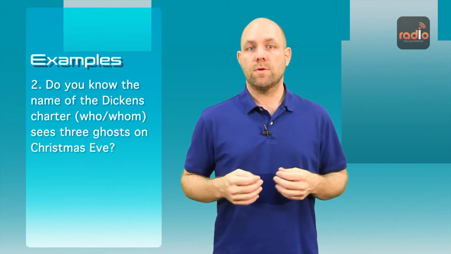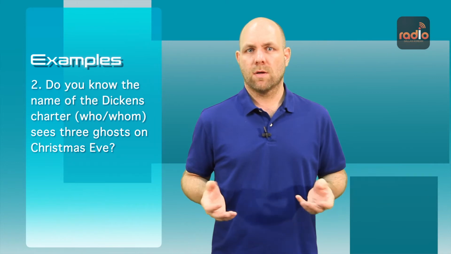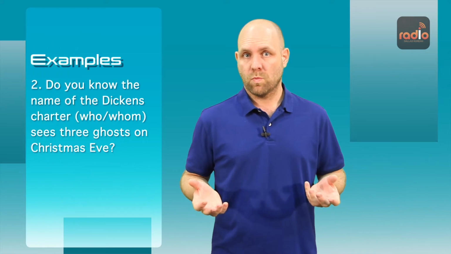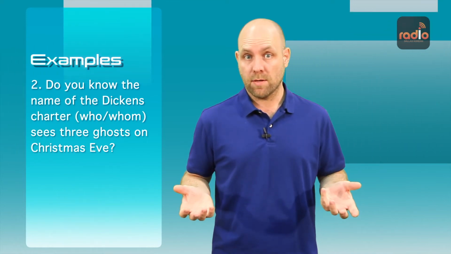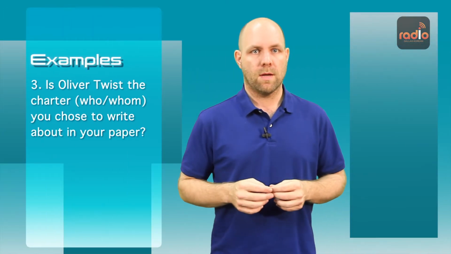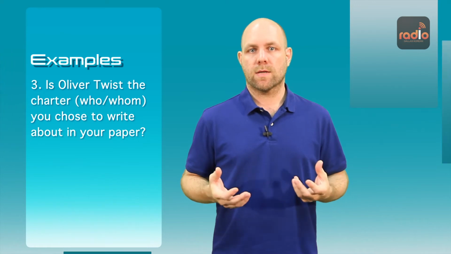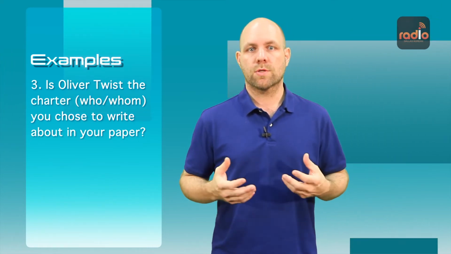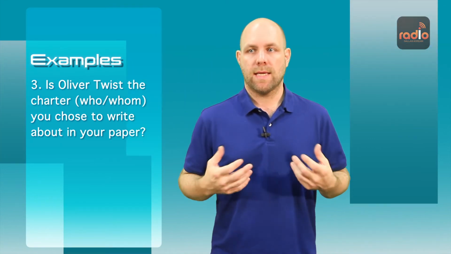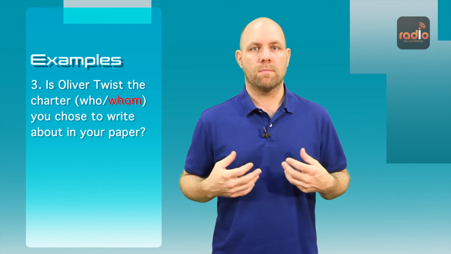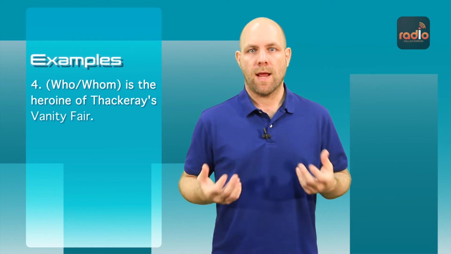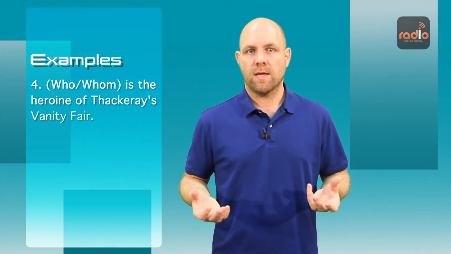Number two, do you know the name of the Dickens character who or whom sees 3 ghosts on Christmas Eve? We would ask ourselves, who sees the 3 ghosts? He sees the 3 ghosts. We would use who. Number 3, is Oliver Twist the character who or whom you chose to write about in your paper? I would say, I chose to write about him. Him would become whom.